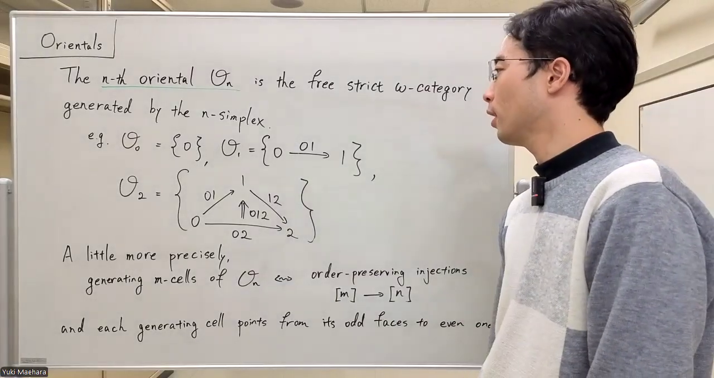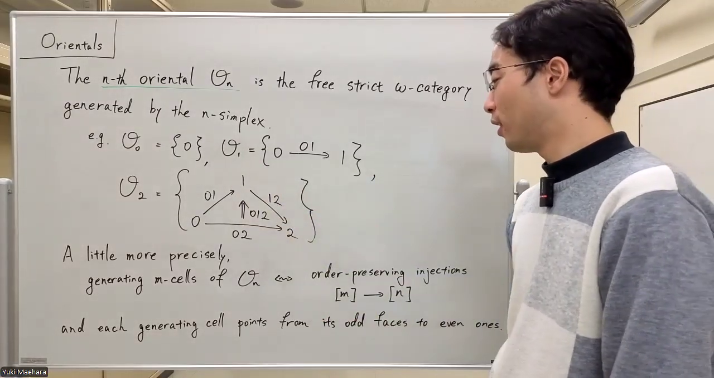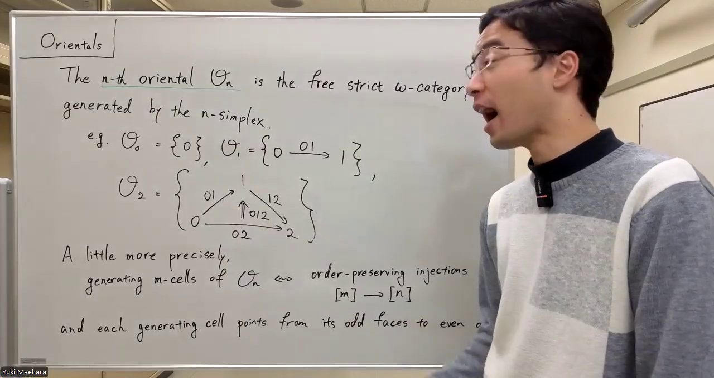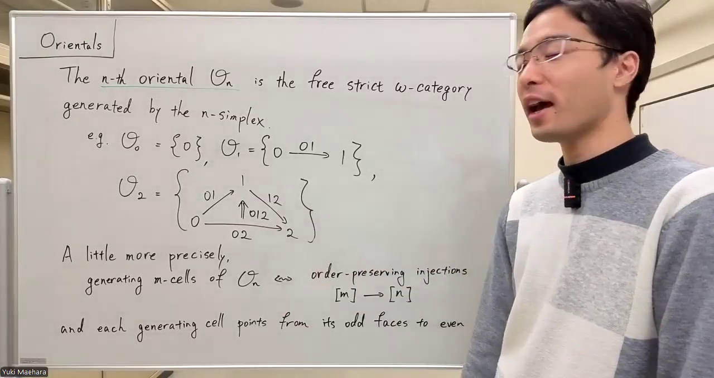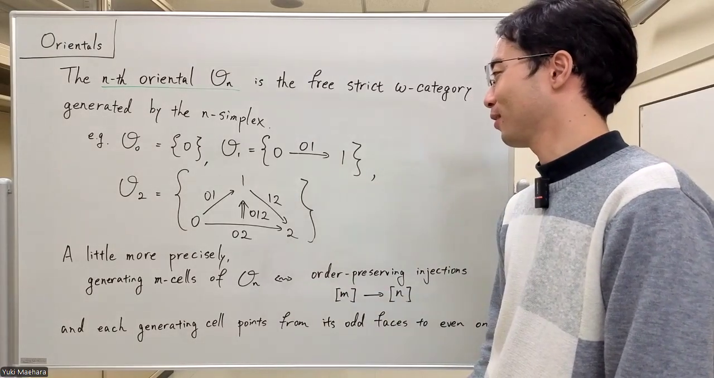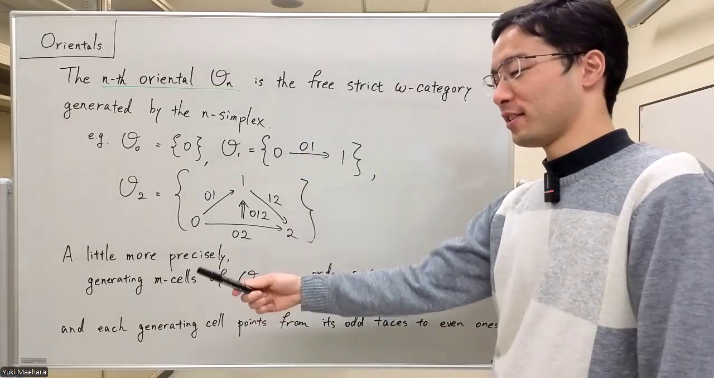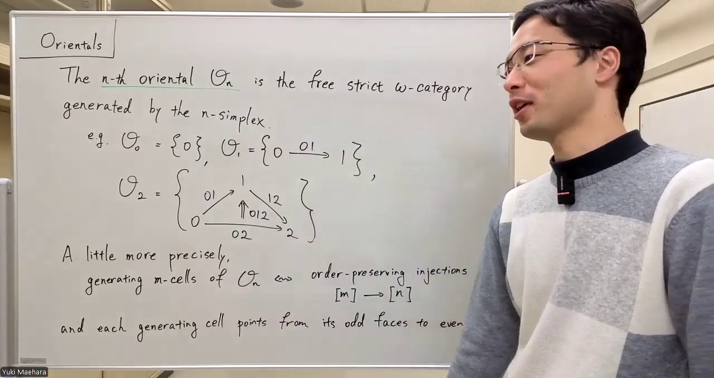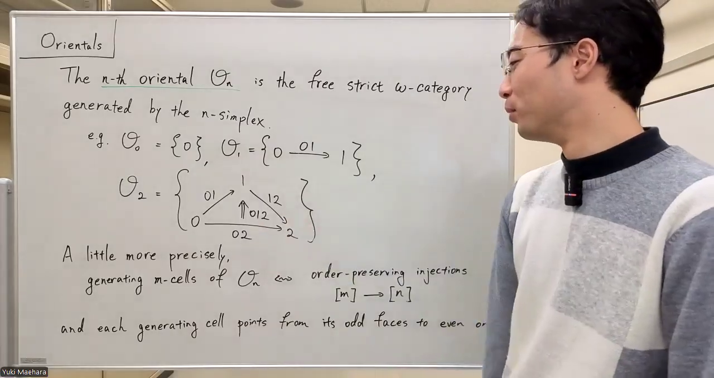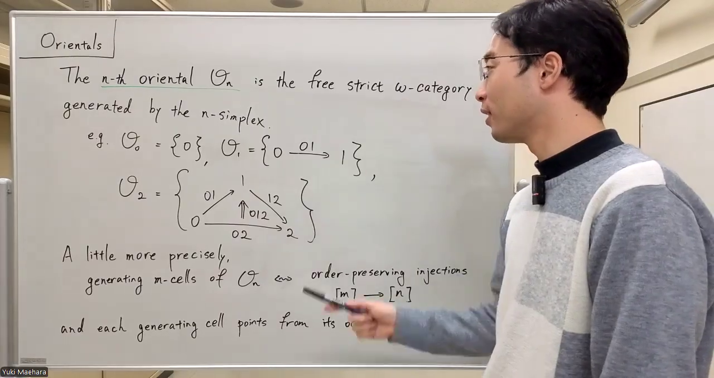So at least for these three examples, this rule gave us something that makes sense as the generating data for some strict omega category. But for higher dimensions, it's not completely clear that all the odd faces actually compose into a single cell, and also all the even faces compose into a single cell, and that they are parallel so that you can put a cell in between them. So that is not clear.